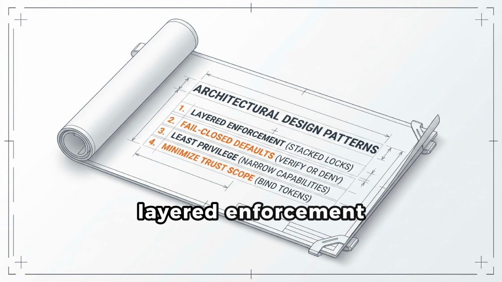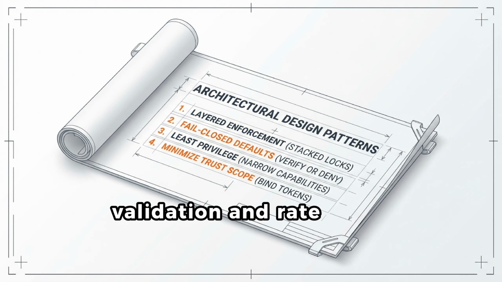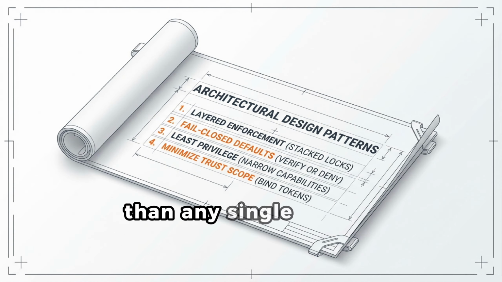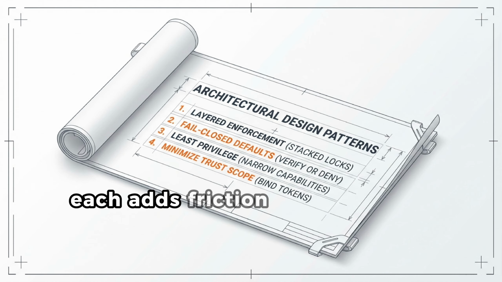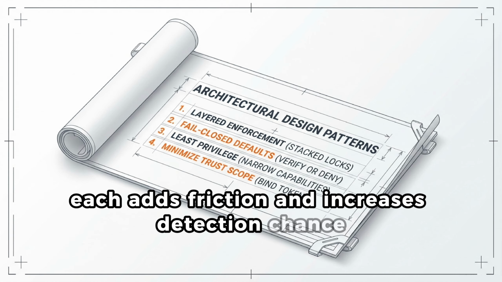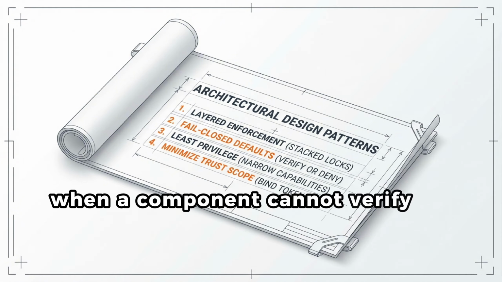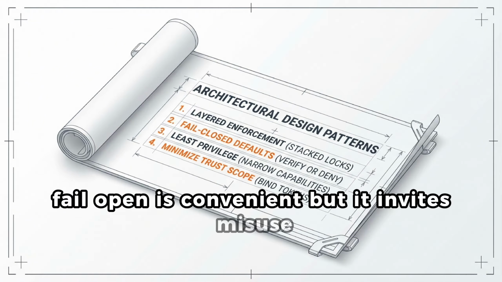Layered enforcement. Authentication, authorization, validation, and rate limits stacked together make a more robust gate than any single control. Think of multiple locks on a door. Each adds friction and increases detection chance. Fail closed defaults. When a component cannot verify an assumption, it should deny, not accept. Fail open is convenient, but it invites misuse.